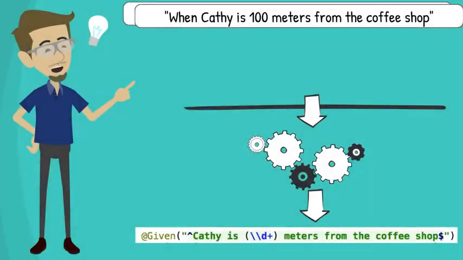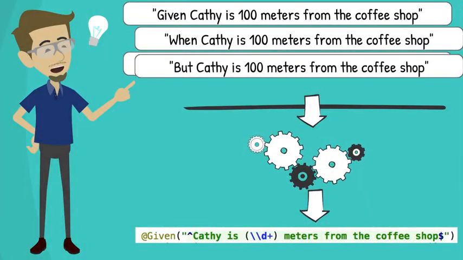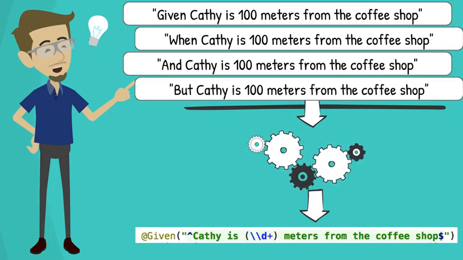Because here is the trick: Cucumber doesn't actually care what annotation you use. For Cucumber, they're all identical and interchangeable. We could say, given Kathy is 100 meters from the coffee shop, but we could also say, when Kathy is 100 meters from the coffee shop, or but Kathy is 100 meters from the coffee shop. All of these steps would match to the step definition method with the given annotation you can see down the bottom.